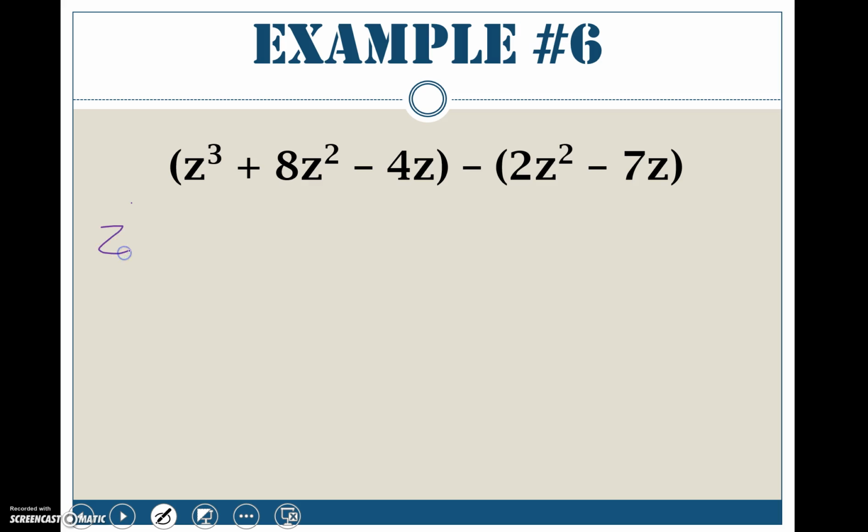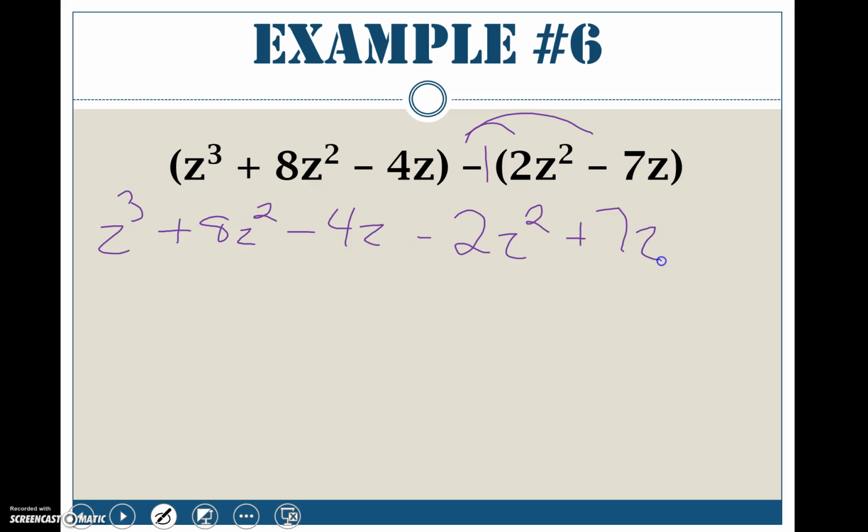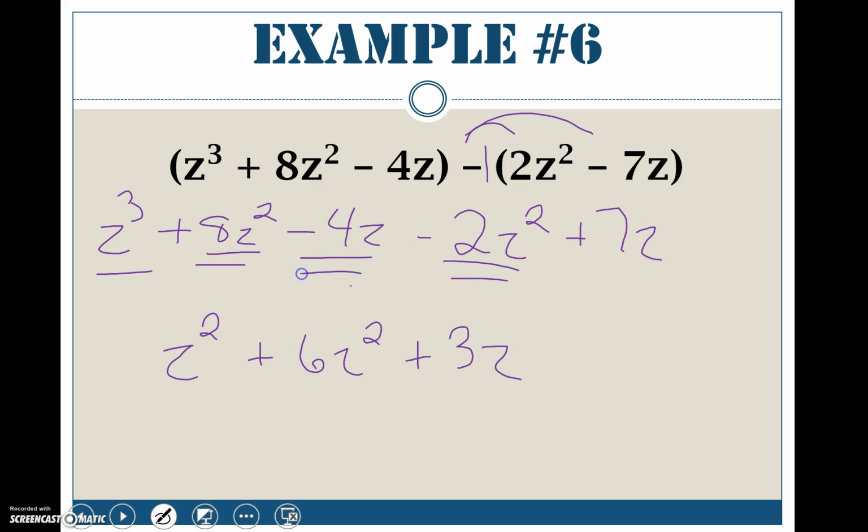In the front I have z cubed plus 8z squared minus 4z. Now none of these has something in the front, which is why I keep bringing them down, but sometimes it might. So what I'm going to do is bring in a negative 1 and distribute. I get negative 2z squared and a positive 7z. Combining my terms together, I get z cubed plus 6z squared and then a plus 3z. That came from z cubed, had nothing to combine with. The 8z squared and negative 2z squared combined, negative 4z, and the positive 7z combined.